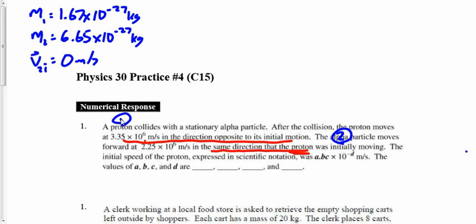After the collision, the proton moves. Okay, after the collision, the proton moves at 3.35 times 10 to the 6 meters per second. Is that V1 or V2? The proton. John, is that V1 or V2?